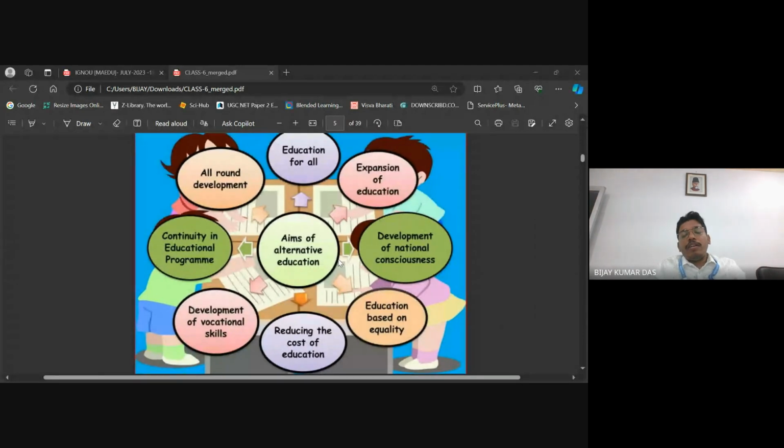When education is developing and its expansion is growing, people are being cultured and developing so many good ideas from different sources. So the development of national consciousness is also increasing. We can say that alternative education is also bringing the development of national consciousness. They are acquiring so much information, ideas, and more with the help of these things. Right. So we can say very easily that education is based on equality.